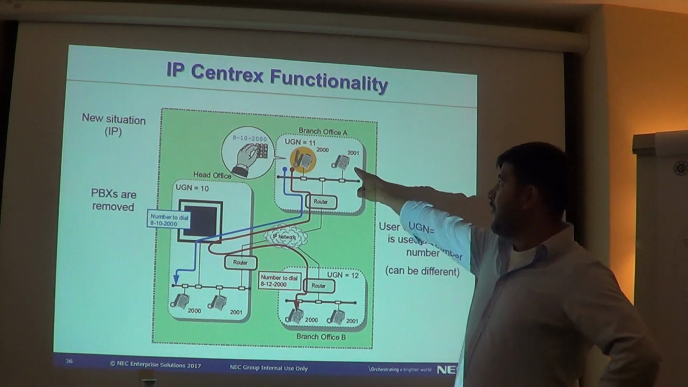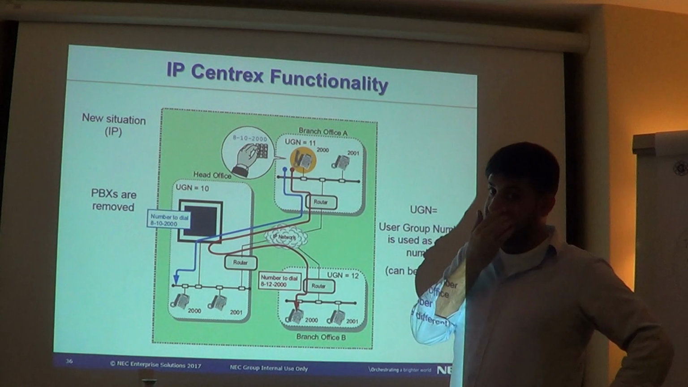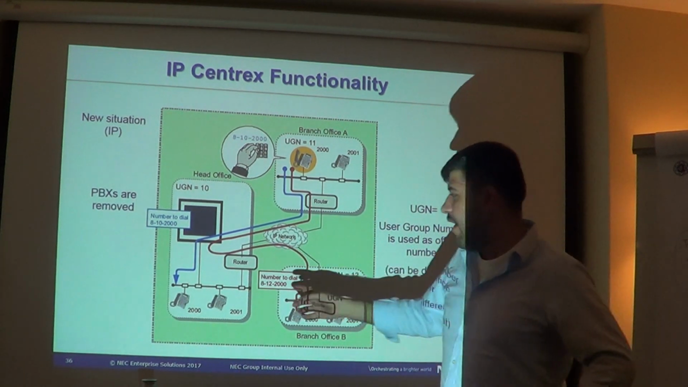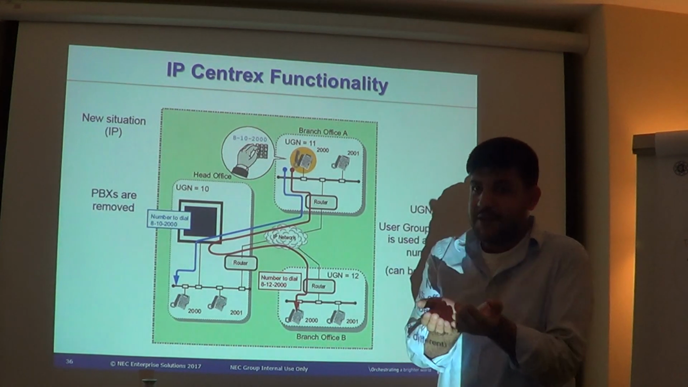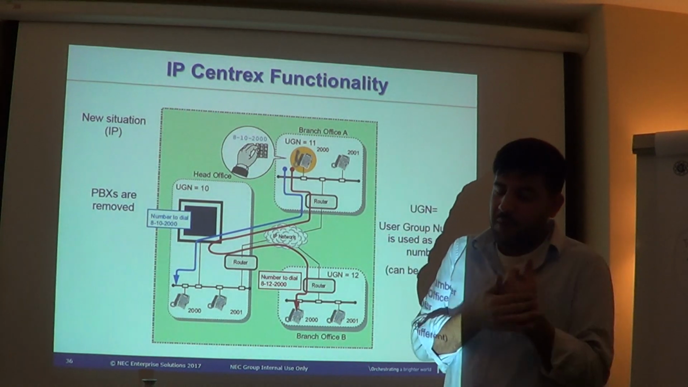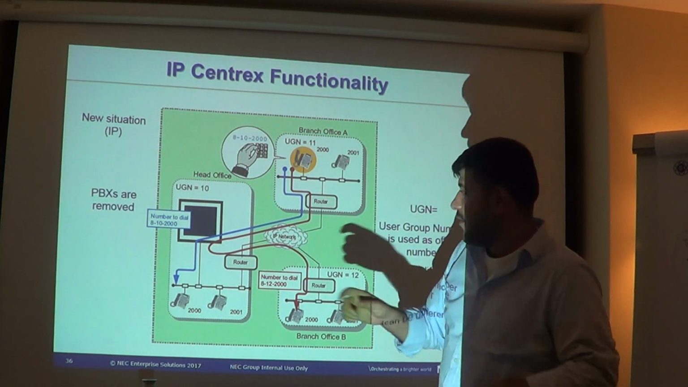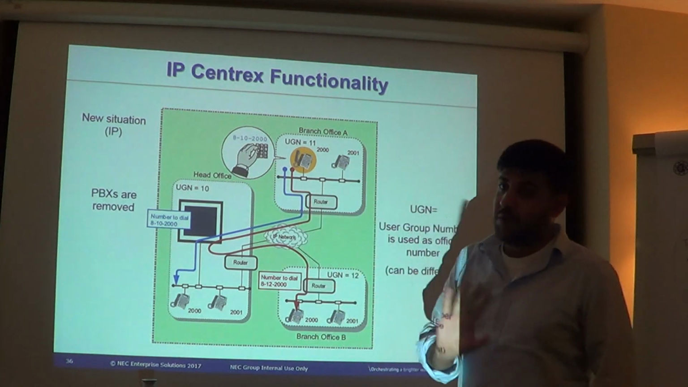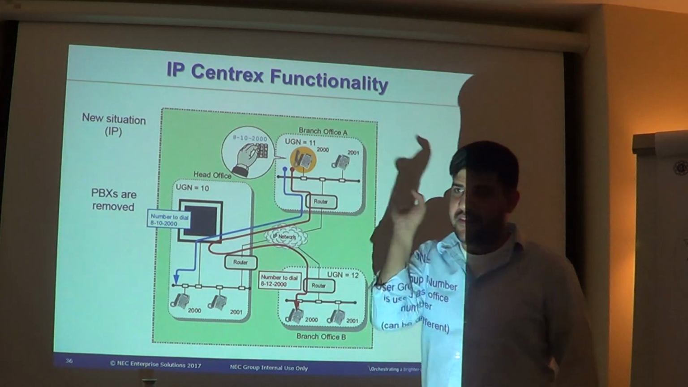Now, what the customer wants: your extension here was 2000. Fine. Your extension here is 2000 again. How can I have that? They are now connected to the same system. There is no more Avaya, no more Alcatel, no more Nortel here. One system. Yeah, they are all in one system. They have only one CPU of 95.